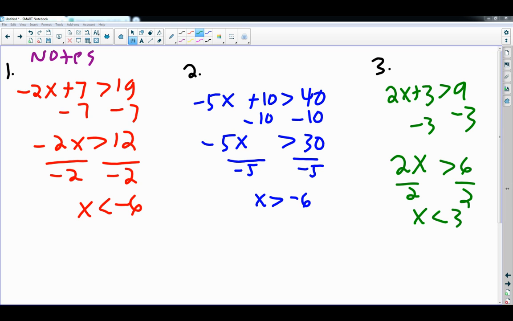Hello everyone, today we're going to do 6 problems. What we're going to do is we're going to determine if these questions are correct or incorrect. If they're correct, we're going to write correct. If they're incorrect, we're going to write incorrect and why, or just why they're incorrect.